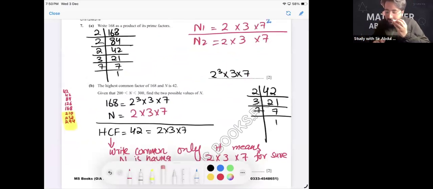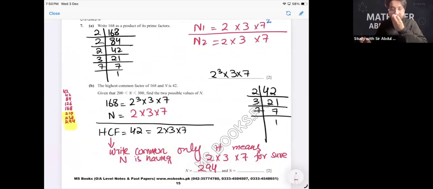Okay, my HCF remains the same. So it is having 2, 3 and 7. So let me change some powers. Agree or not? Yes. Okay, but I cannot change the power of 2. Remember that. If I change the power of 2, my HCF is going to change and that's what I do not want. Agree? Yes. Okay, so can I write 5 here?